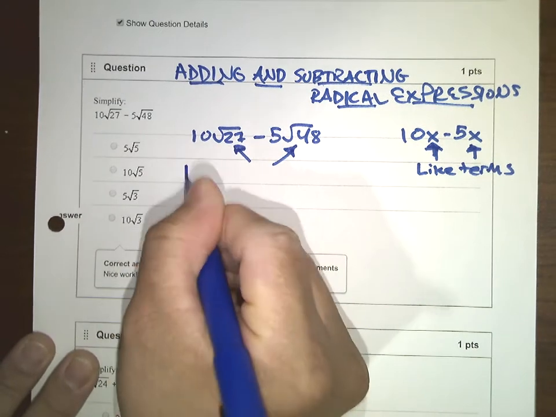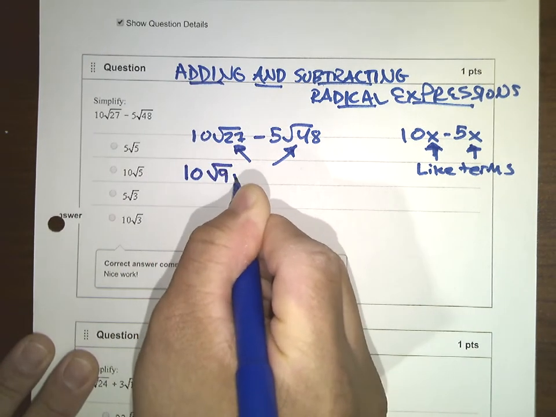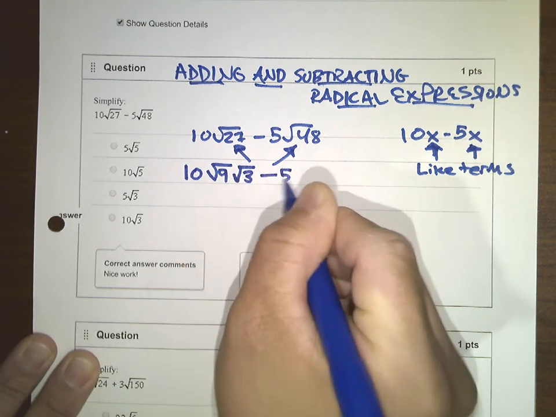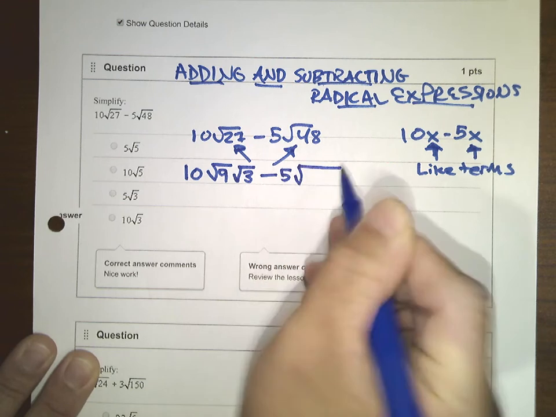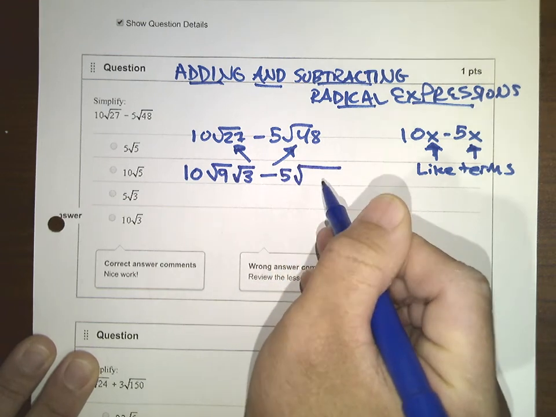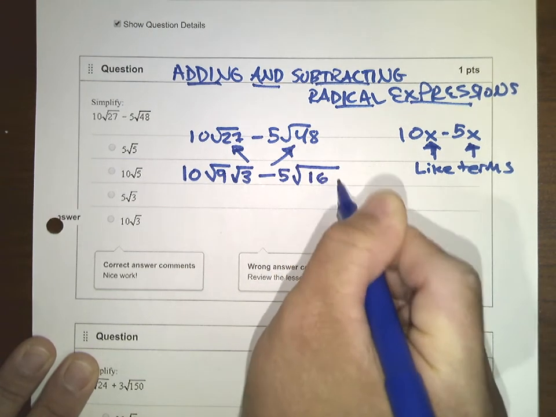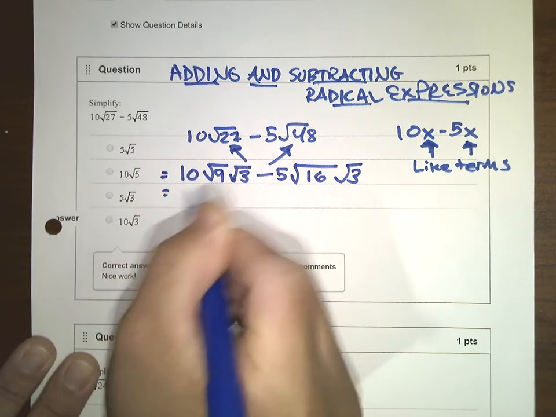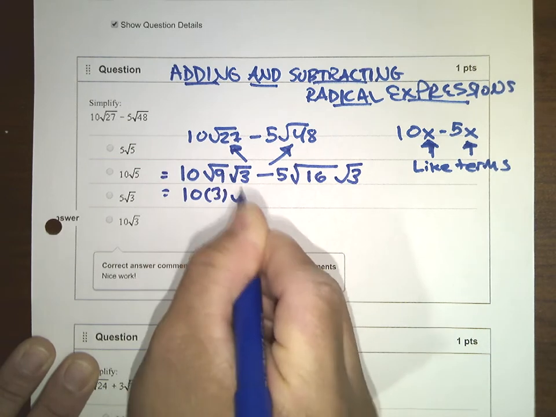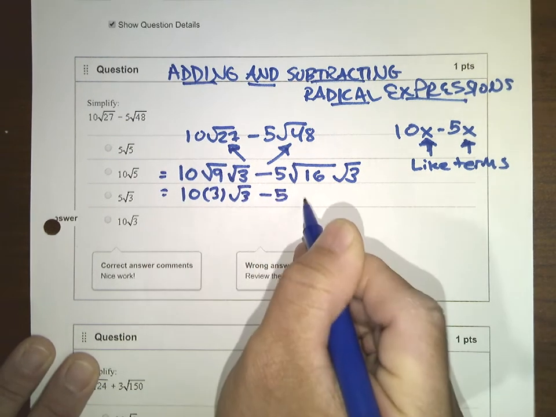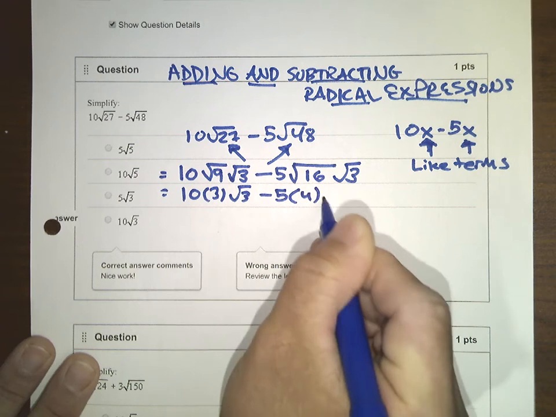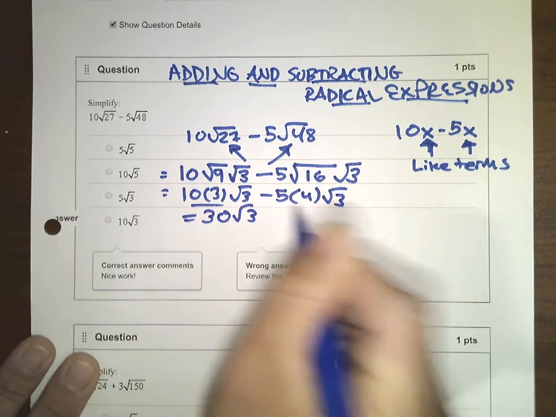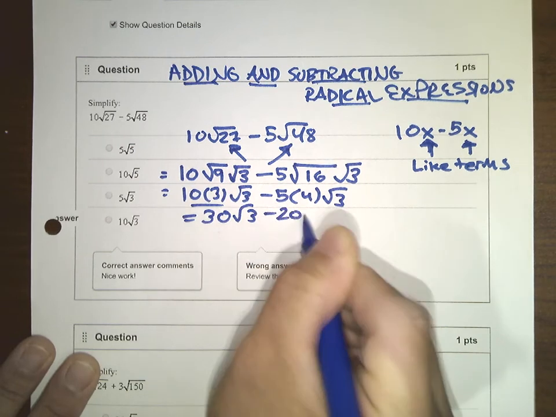So I know that the square root of 27 is the square root of 9 times the square root of 3, because 9 times 3 is 27. And I know that 48 is going to be 16 times 3, because 16 times 3 is 48. Then the square root of 9 is 3, so 10 times 3 times the square root of 3. And the square root of 16 is 4, so 5 times 4 times the square root of 3. So 10 times 3 is 30, so 30 square root of 3. 5 times 4 is 20, so 20 square root of 3.